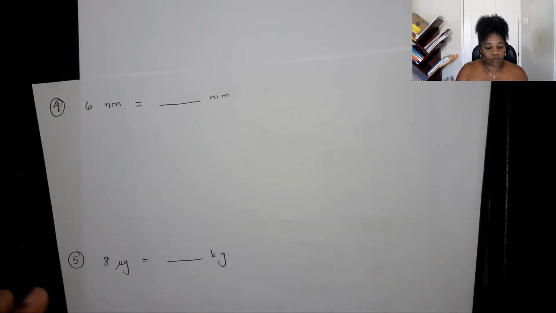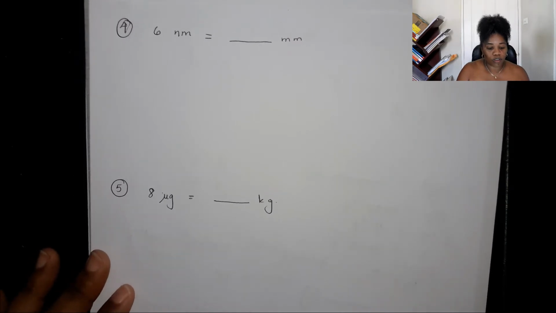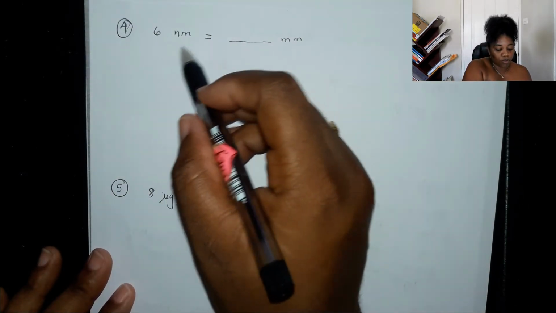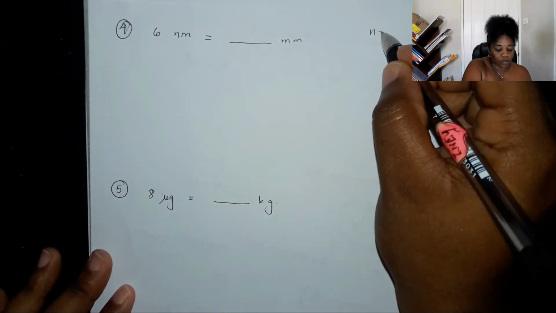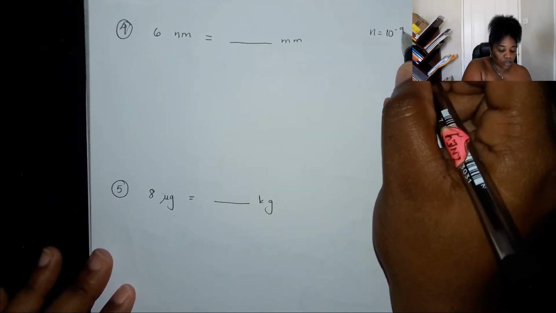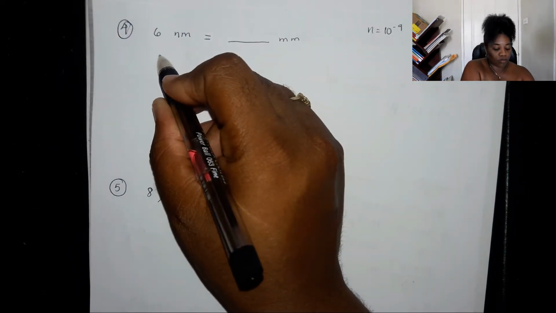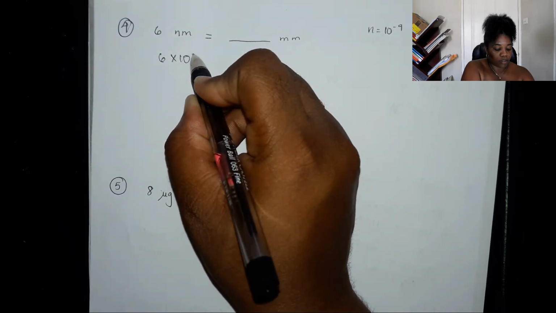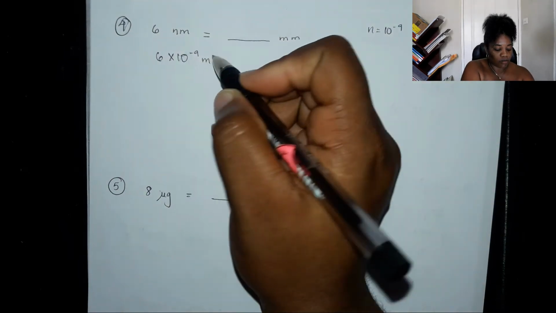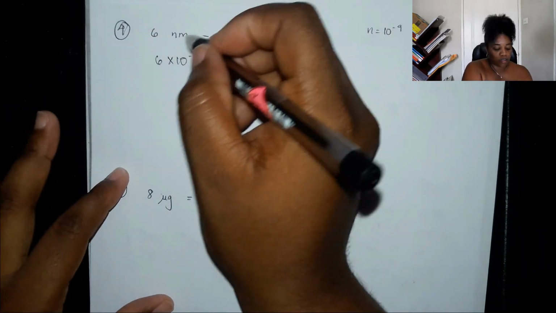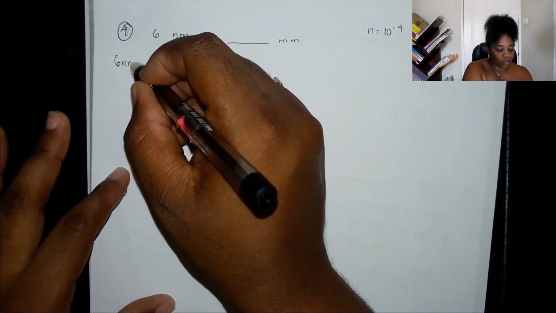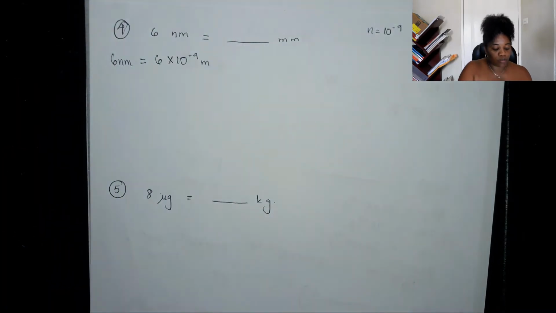Let's move on to some more, going from coined to coined. So here we have 6 nanometers going to millimeters. Let's try this. Remember, we're using the one with the number first. A nano is equal to 10 to the negative 9. You see that? And so we're going to say 6 times 10 to the negative 9 meters. That is what a nanometer is. So this is 6 nanometers, which is approximately equal to 6 times 10 to the negative 9 meters.